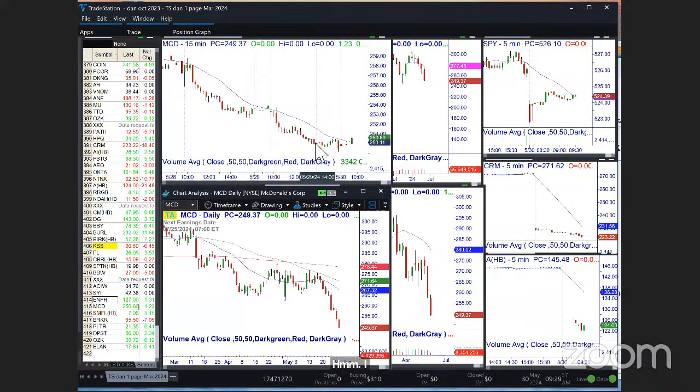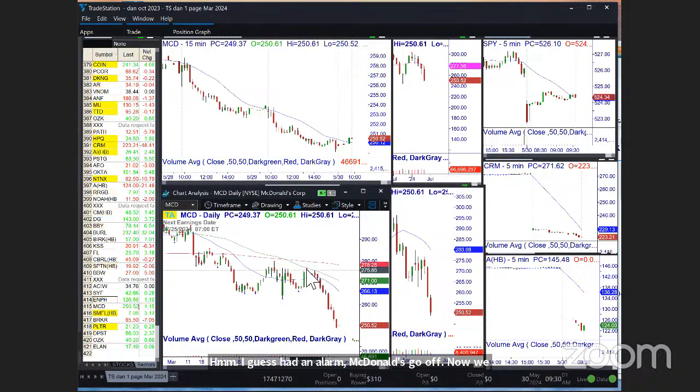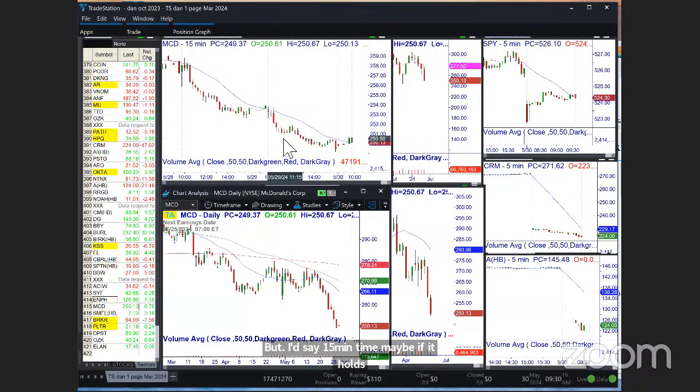I just had an alarm on McDonald's go off. Now we have zero reversal on this daily chart. But I'd say 15-minute high, maybe if it holds yesterday's low, could be a day trade short. Day trade long.